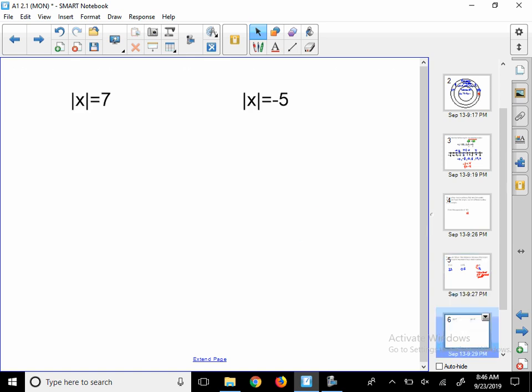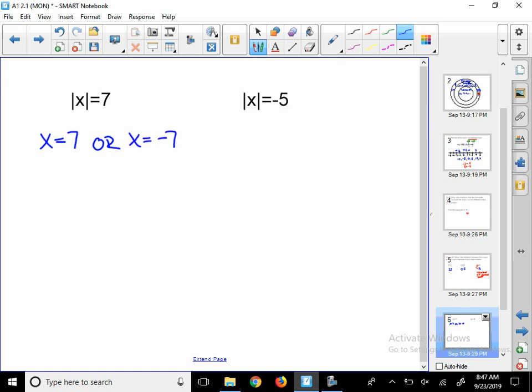Last thing, a couple of equations here. Now when you see absolute values, especially in equations like we have here, absolute value of x is equal to 7, absolute value of x is equal to negative 5, you're going to have 2 answers. And that's okay. Because if I take the absolute value of what number could give me 7, well, the absolute value of 7 is 7. Or, because absolute value turns everything positive, I can say that x is equal to negative 7.